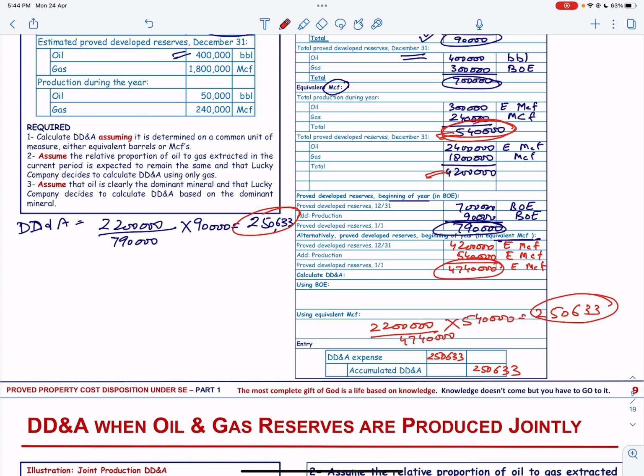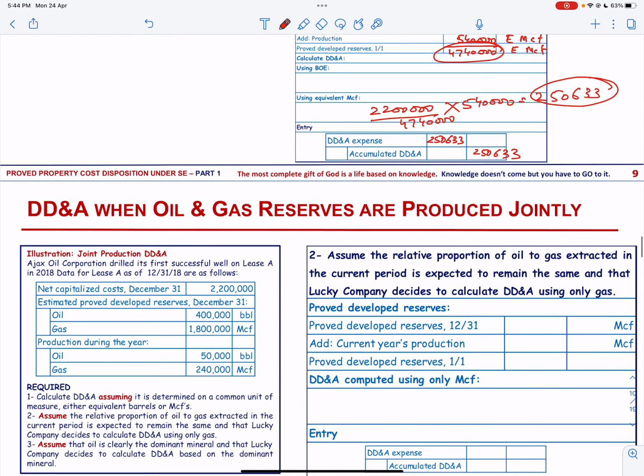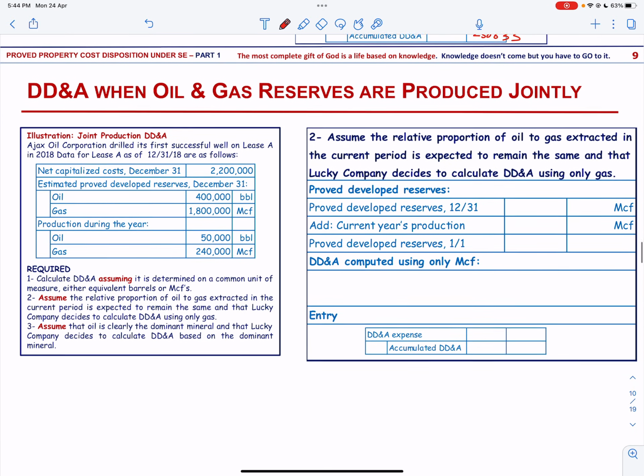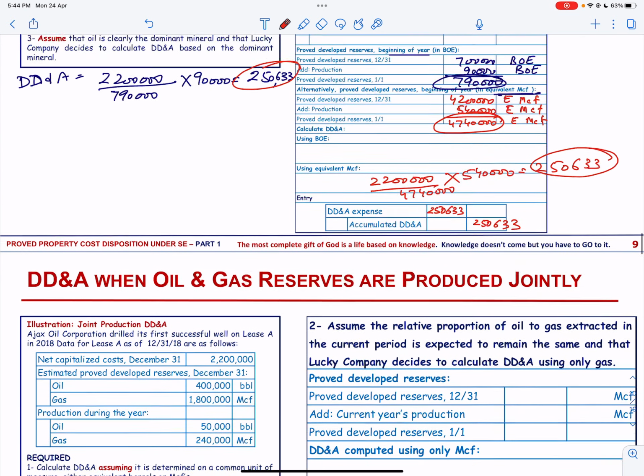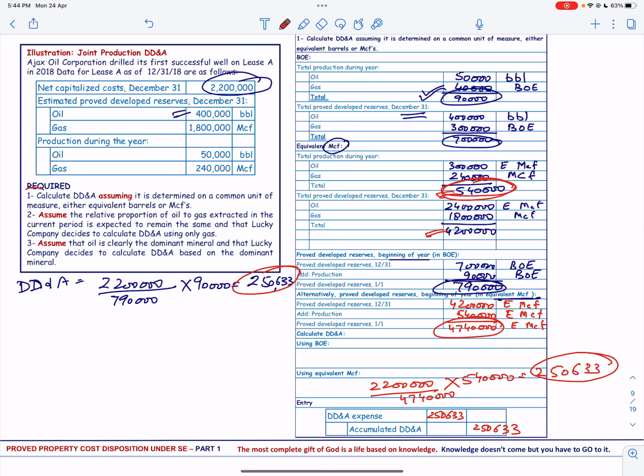Okay. Next, let us solve one more exercise on oil and gas reserves being produced. Okay, we will continue, sorry. We have done the first one, and we now move on to the second.